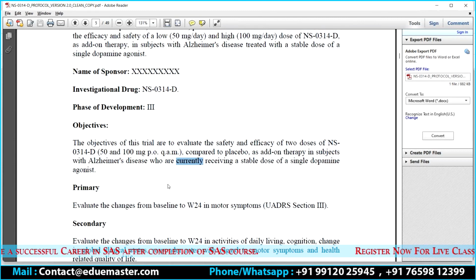They are currently on this particular one. But what we have to do now, we want to understand how safe and how efficient it is if I give two different doses of the drug. One is going to be 50 mg and another one is going to be 100 mg. That is the primary objective, correct? So that is the objective.